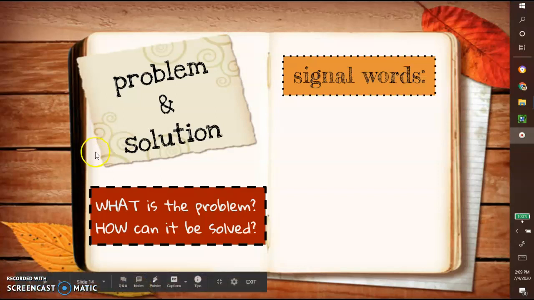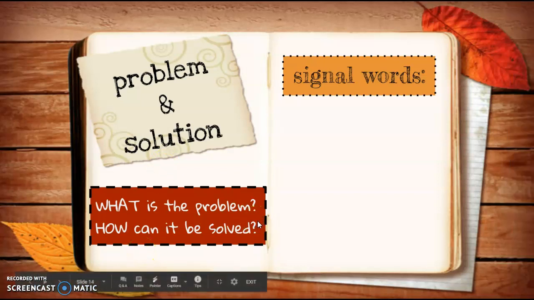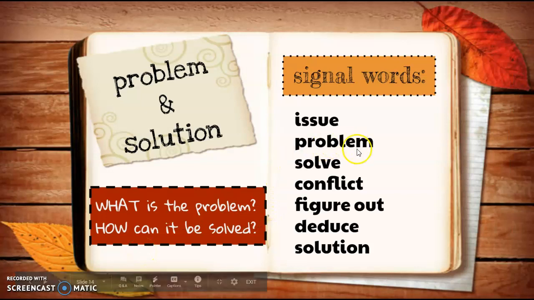Sometimes there might be one solution that they're proposing, and sometimes there might be multiple. So ways to identify when you're reading whether or not a passage is set up in problem and solution is to look for some signal words. So you might see the word issue or problem, solve, conflict, figure out, deduce, and solution. And again, these aren't the only signal words. These are just common ones that we've seen, but based on your vocabulary, you know that if there are different synonyms for some of these words, those are words that you want to look for.